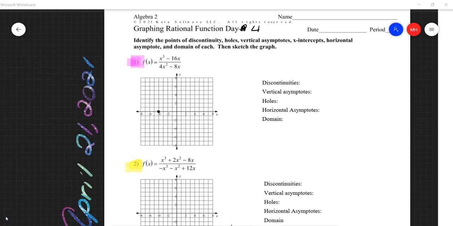Today is day 4 of graphing rational functions. I know you guys are probably all tired of it, but it is still something we need to be able to do as we get ready to graph other types of functions. So we're going to do about 3 or 4 examples, and then you will have your assignment.